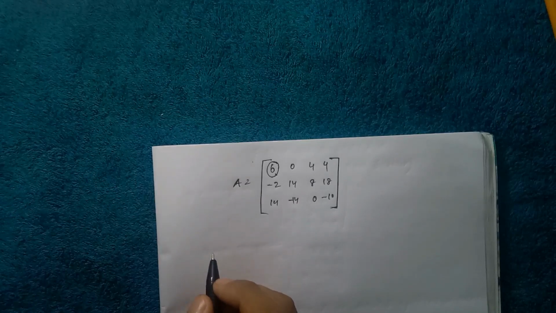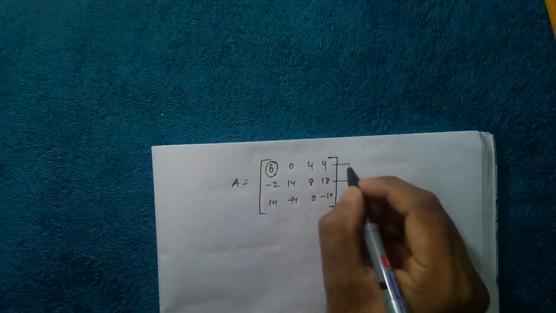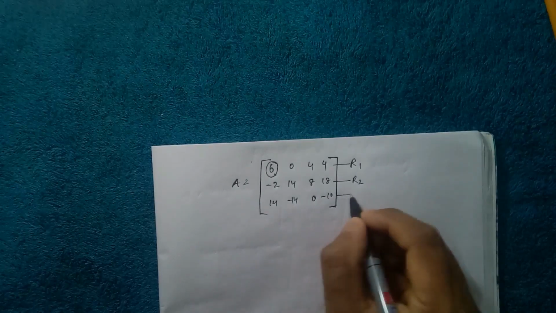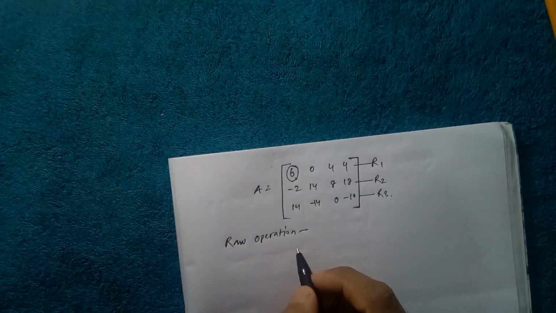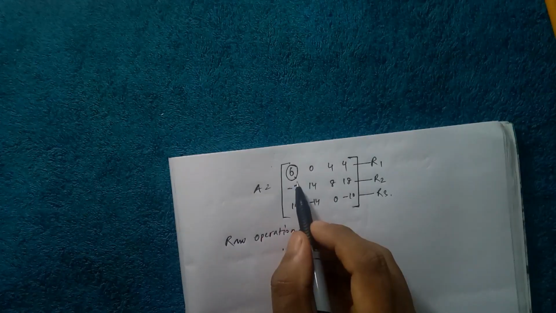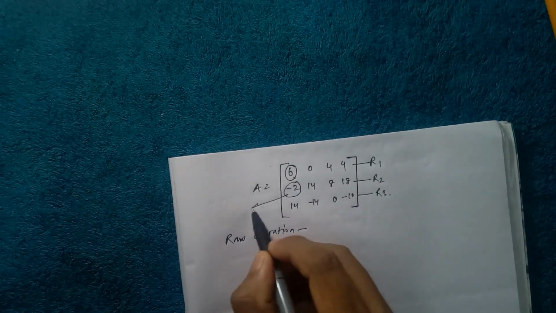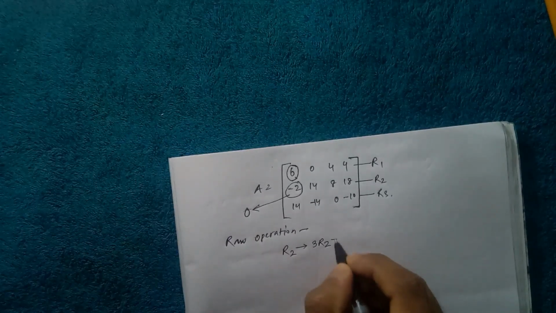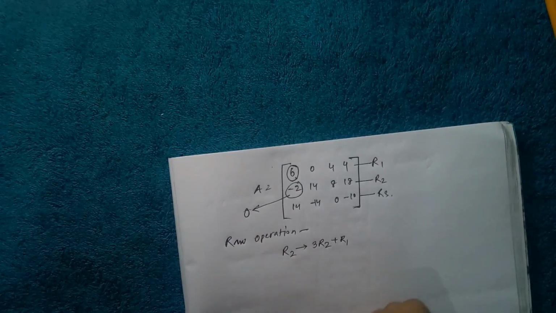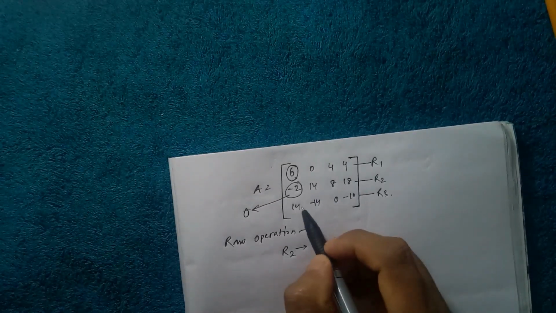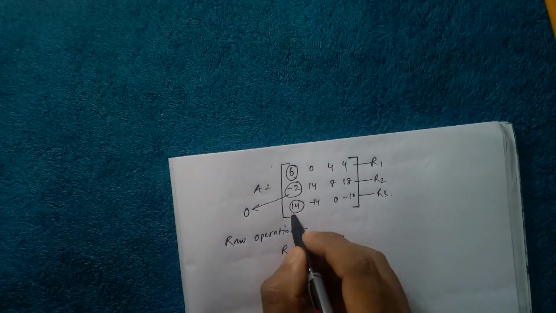By applying the row operation, this is R1, this is R2, and this is R3. We all know the row operation procedure. Here, to reduce minus 2, 2, 0, we give the row operation R2 tends to thrice R2 plus R1. R2 is this and R1 is this row. Now our aim is to reduce 14 to 0.